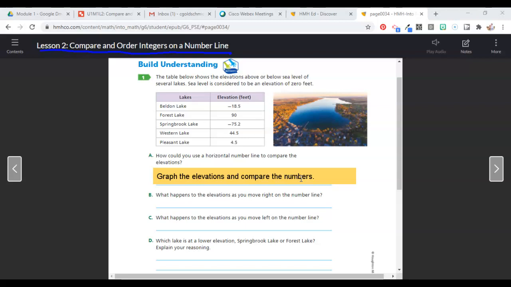Next one, B. What happens to the elevations as you move right on the number line? When you go to the right, they're going to increase. So the elevations, just like that, they're going to increase because as you go to the right, the numbers get bigger. Now we're going to look at the opposite. What happens to the elevations as you move to the left? So as we go to the left, the numbers get smaller. So the elevations will decrease.